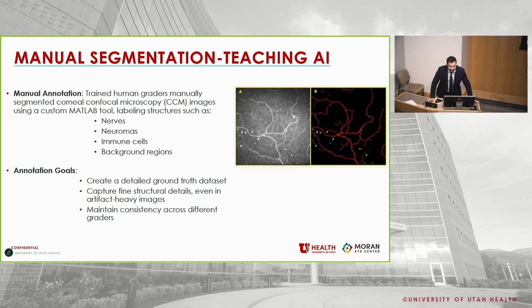So how we did this was, initially, we had trained human graders define the ground truth. They did a lot of research about this. They were experts and knew how to label these on manual segmentations using a MATLAB tool that was designed by the biomedical engineering team, which helped us basically just retrace and segment these nerves, find the immune cells, find the neuromas, and just label them in colors. It was a tedious, long process, but was necessary for training the algorithm. The goal was to get this ground truth data set so that the AI can be trained and have consistency among different graders.